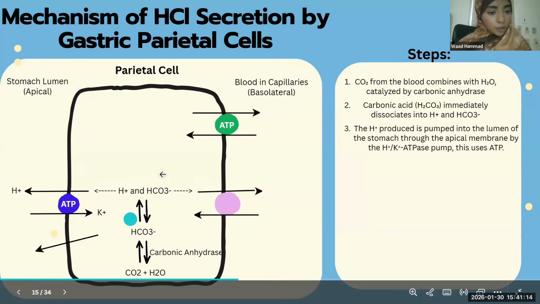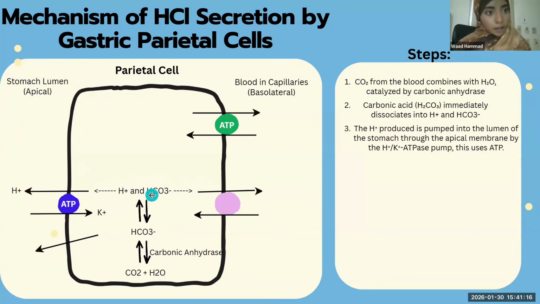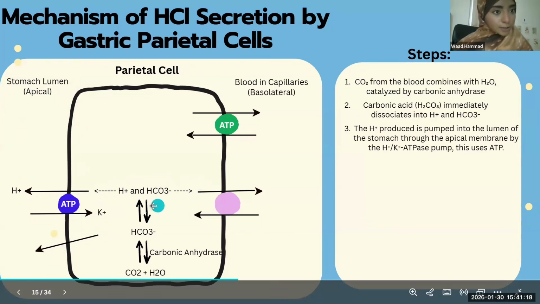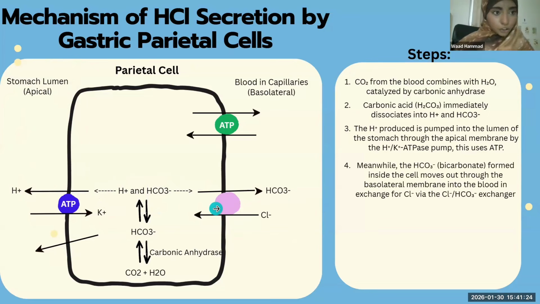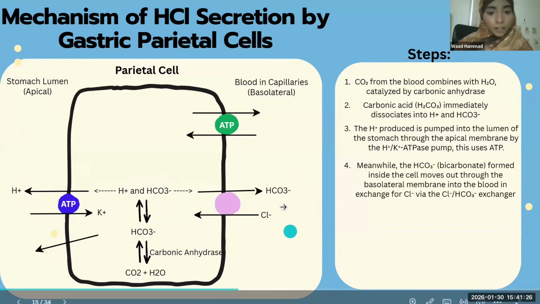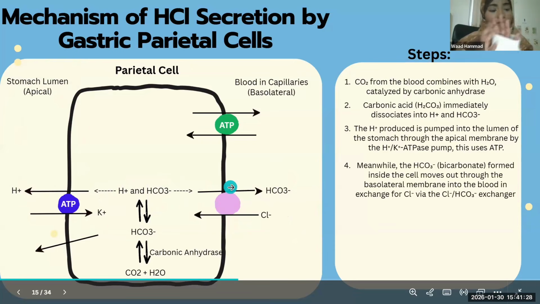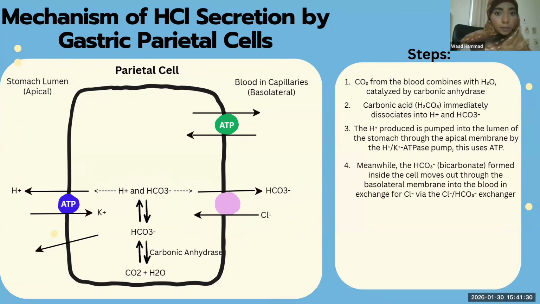Now, what happens to the other part? What happens to the bicarbonate ion from the carbonic acid? Well, the bicarbonate ion goes through another exchanger, which is called the bicarbonate chloride exchanger. It's the same concept, but this time the bicarbonate is going into the blood and the chloride ion is going into the cell. So here we have the proton going into the stomach lumen, and the bicarbonate ion going into the blood in the capillaries.